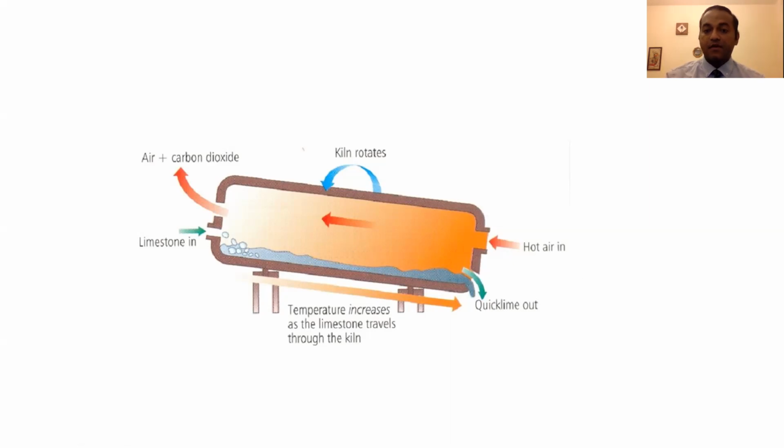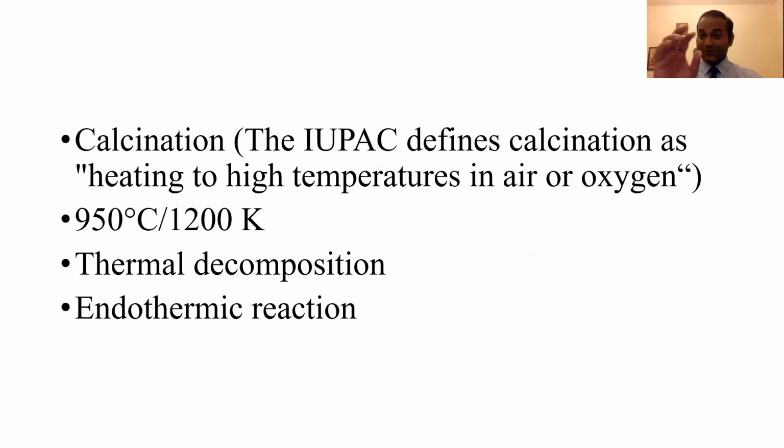Now, the last part for today's information about this lime kiln. This process is also sometimes referred to in some books as calcination. According to the International Union of Pure and Applied Chemistry, IUPAC, it defined calcination as heating to high temperature in air or oxygen. So that's why some books refer to it as calcination. Okay, so the temperature is about 950 to 1000 Celsius or about 1200 Kelvin.